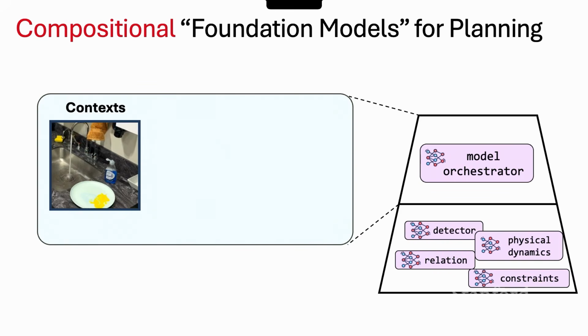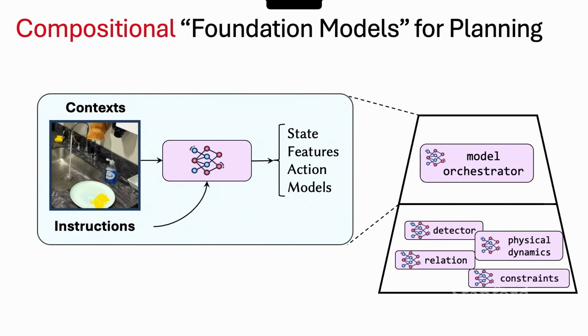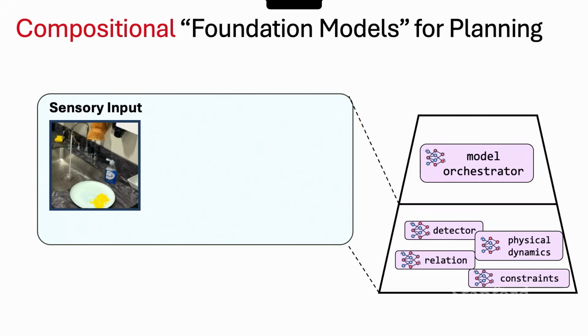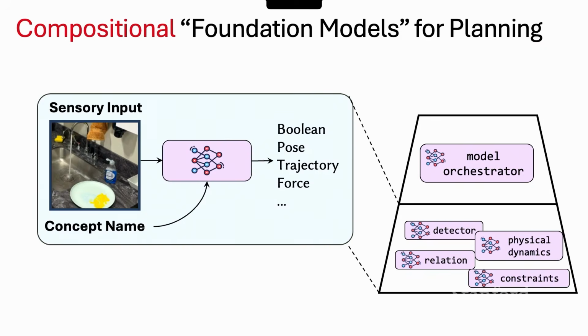So, for example, given this context, like I want to wash this plate, I have models that can tell me what the possible states, features, and action models are that I should care about. And then for each one of them, I could have models that can take as input my sensor input and some concept that I care about, and generate different kinds of outputs, like a Boolean label, a pose, a trajectory, or even forces, and so on.